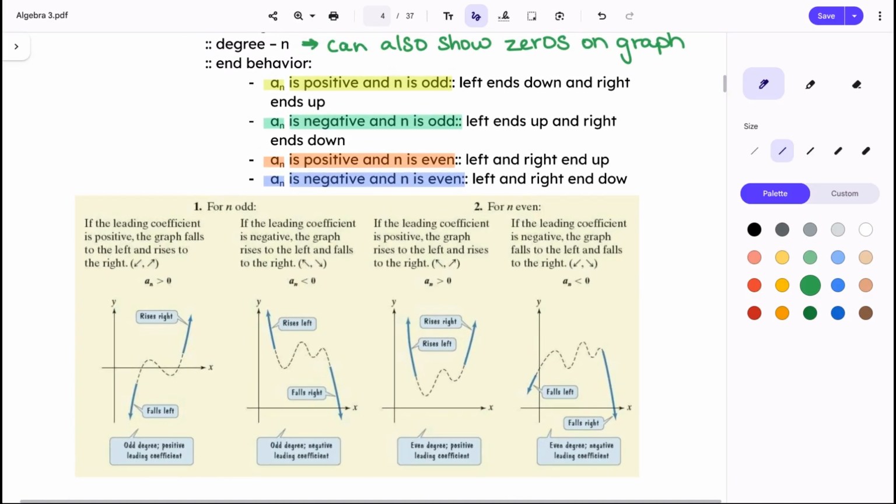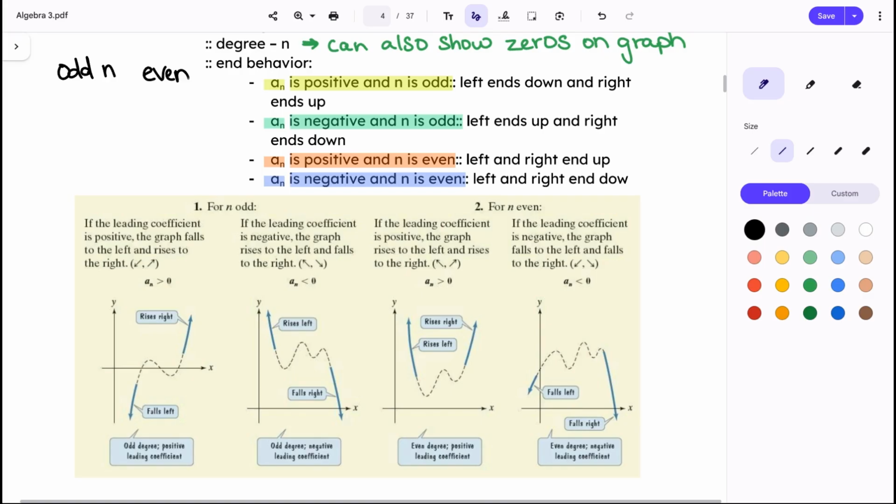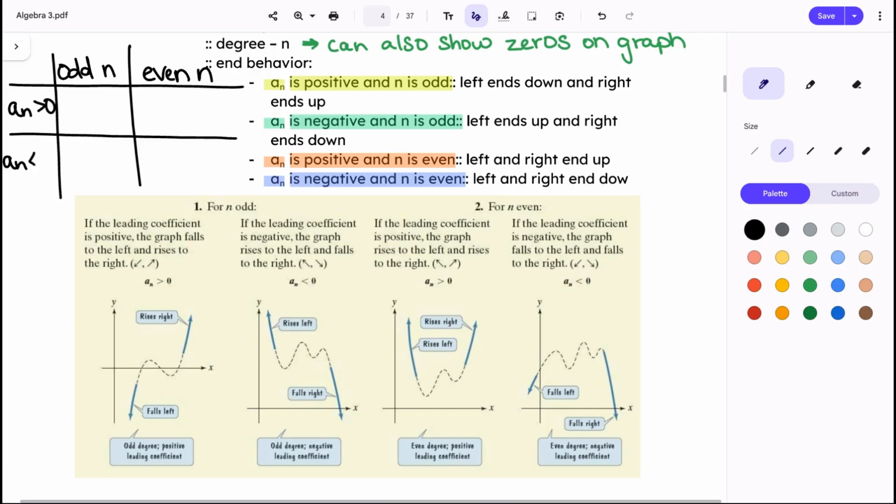The other thing I want to add, right next to this area up here that we highlighted, is a little chart. I'm going to write odd n and even n. And then over here, I'm going to say my leading term is greater than 0 to represent that it's positive. And then I'm also going to say A sub n, that's your leading term again, less than 0, that would recognize that it's negative.